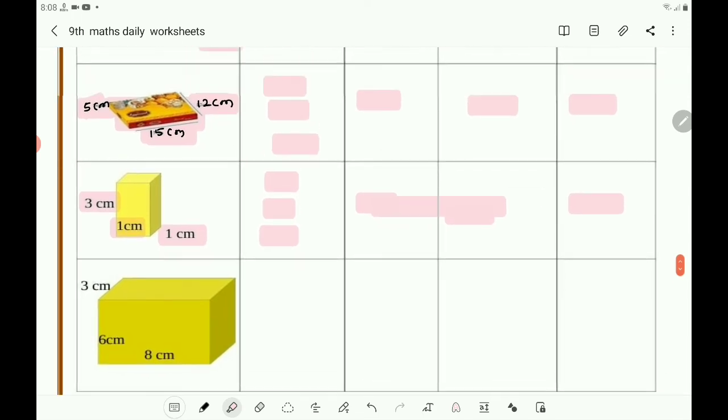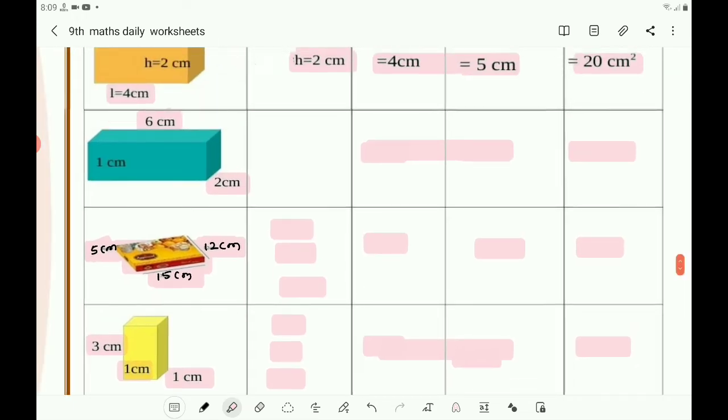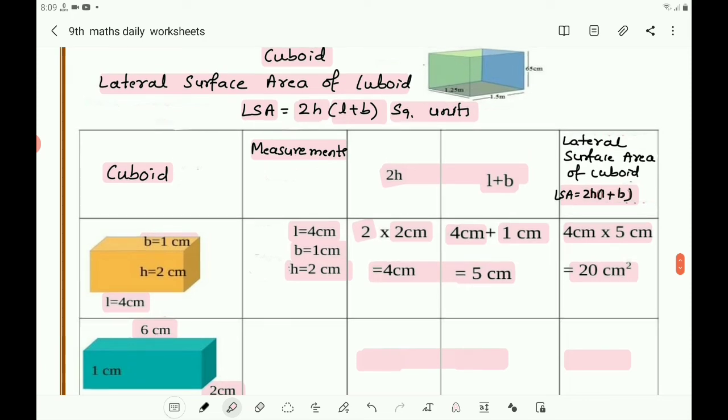Then next one you take, here this is L and this is B, this is H. L you write 8 centimeter and B you write 3 centimeter, H you write 6 centimeter. Find 2H and L plus B, and their product becomes the lateral surface area of the cuboid.